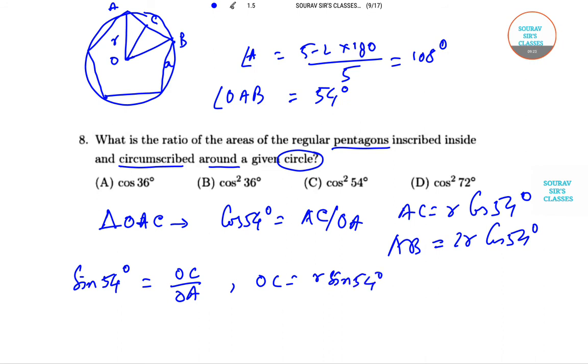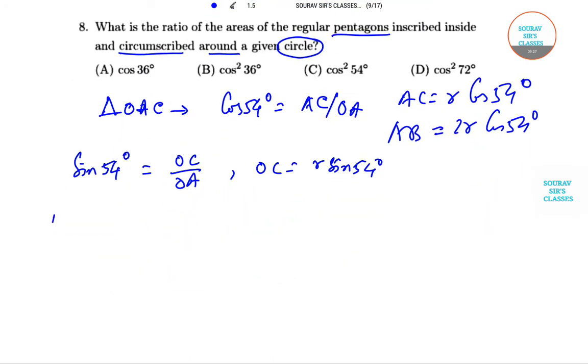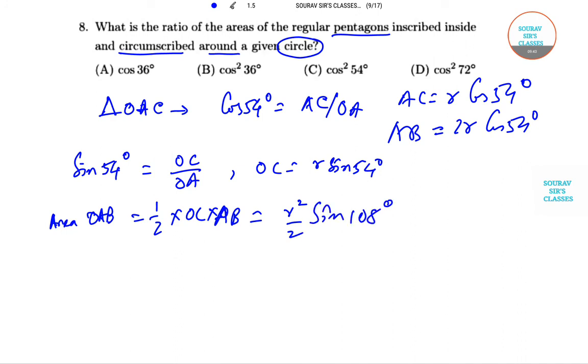Okay. So area of the triangle OAB is nothing but half base into height, OC into AB. So we put in values, we get R square, this is sine 108 degree. Now area of the entire inscribed pentagon is 5 of this. So total area is 5 of this.